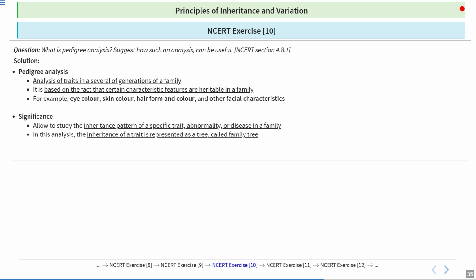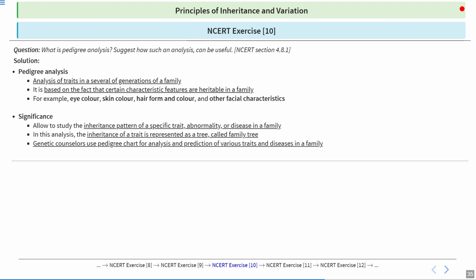Now, in this analysis, inheritance of a trait is represented as a tree called the family tree. Family tree means you are analyzing a particular trait over several generations. Your grandparents, parents, and then offspring, and then their offspring. So you get a family tree here. Now, genetic counselors use the pedigree chart for analysis and prediction of various traits and diseases in a family. So it can be used for genetic counseling.